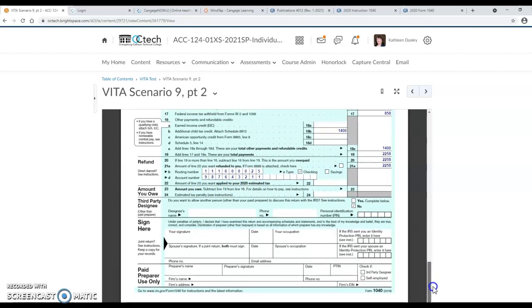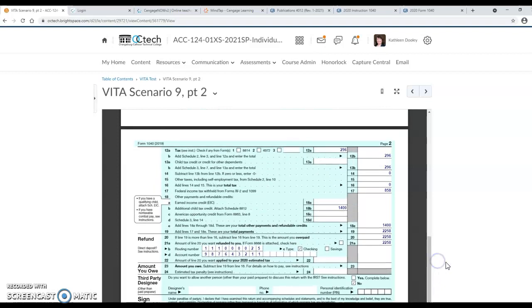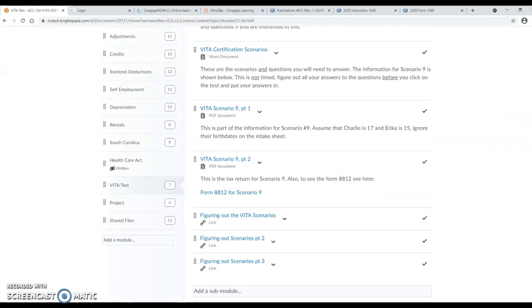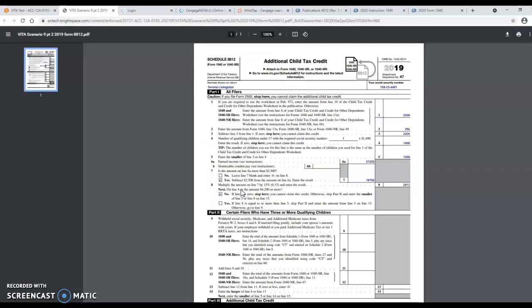So you can be able to see what is wrong with the return. Here is the 8812. Again, this is for 2019, but it would still be similar for 2020. So you should be able to answer the questions by looking through that information and then tracing it to these forms, double checking everything as you go along.